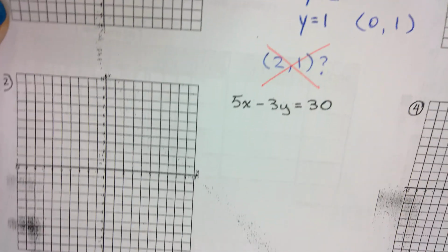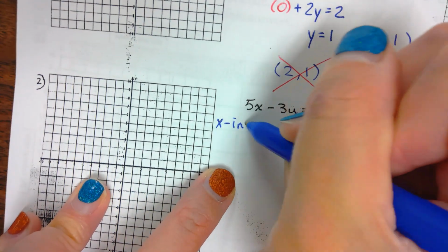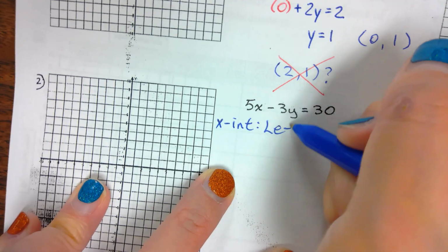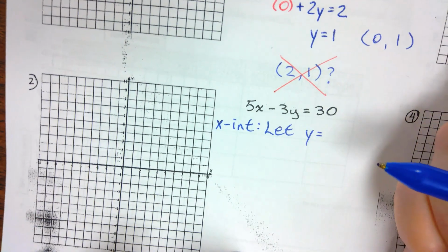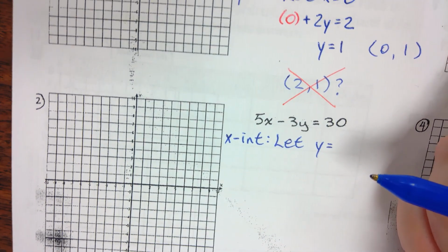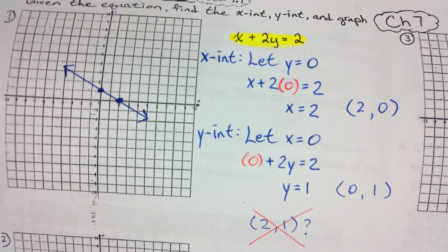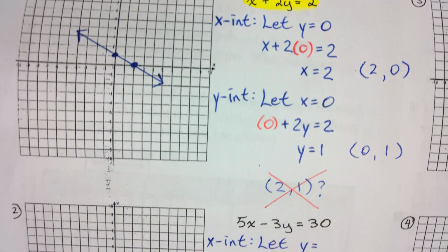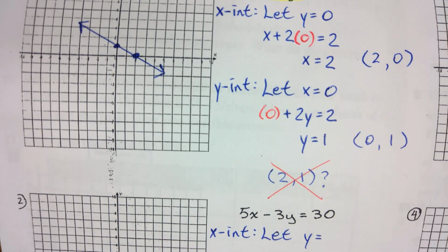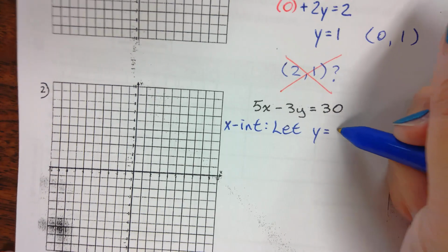Okay, so this one then. Let's try this one together. To find the x-intercept, what do I let y be? To find the x-intercept, I will let y equal 0.